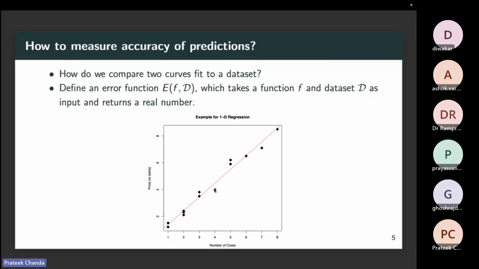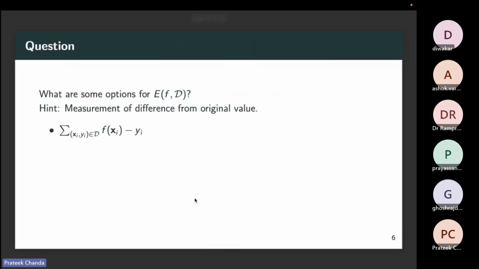So one notion can be to calculate the distance of the red line from each of the data points, like the plus or minus vertical distance of each point from the red line, and I can measure some sort of error across all the data points. How good is my curve fit? I want to choose the curve for which my error is minimal. That's the point here.